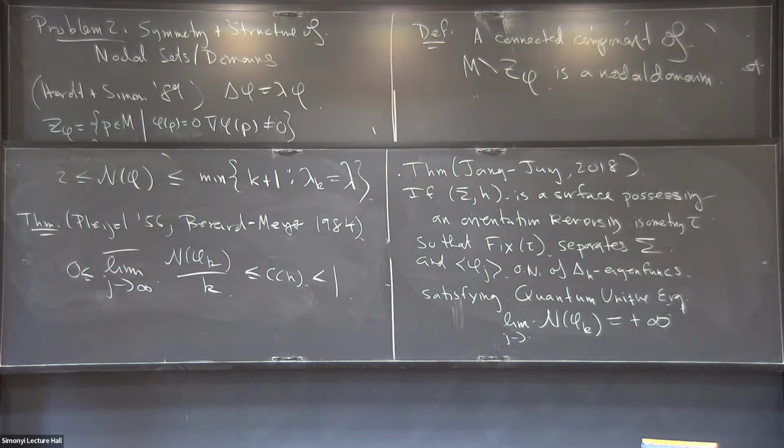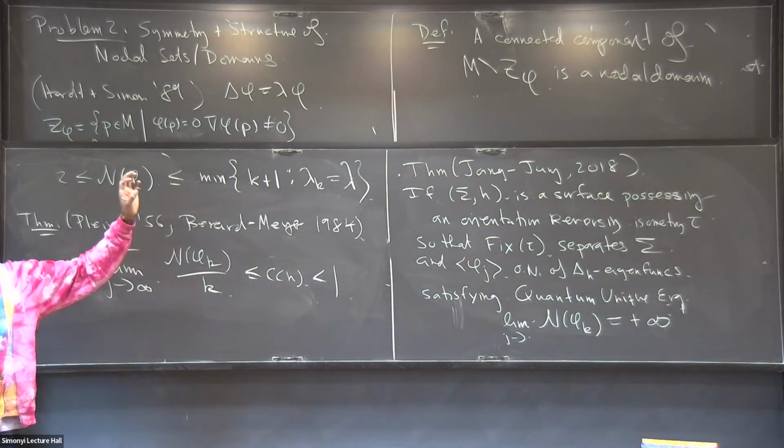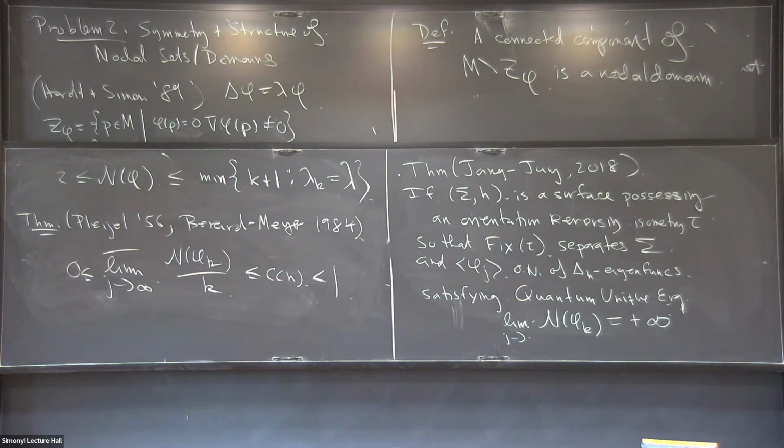So in some cases, one is actually able to produce these large families of eigenfunctions where your nodal count has to be flying off to plus infinity. You can then also look at the other end, which is what I was foreshadowing: can you actually produce examples of eigenfunctions where you always have the minimal nodal count?